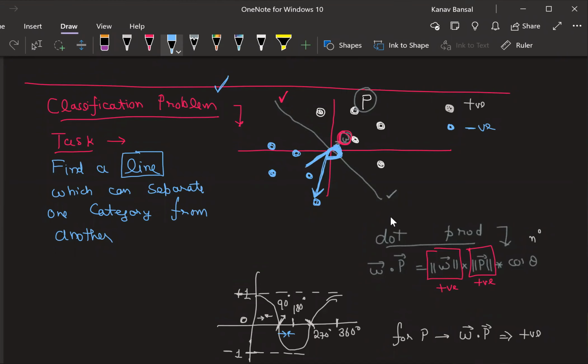So what kind of value will this cos theta have? What is the value of this cos theta? Is it a positive value or a negative value? For this entire part, cos theta value is nothing but negative, right? It is a negative value. Cos theta value is negative for all these, this 90 degree to 180 degree part, right?